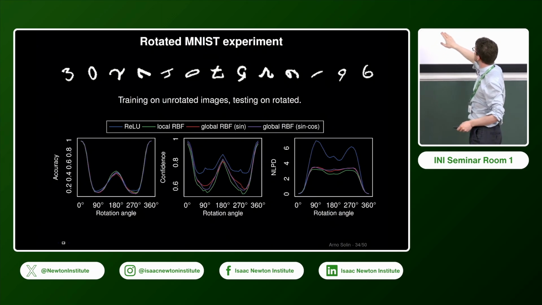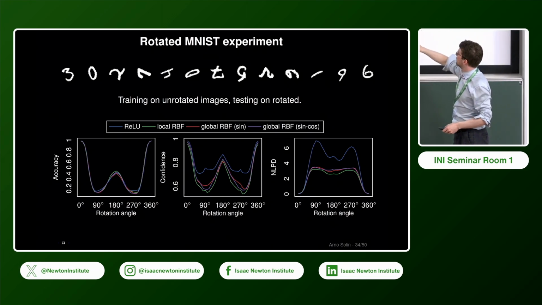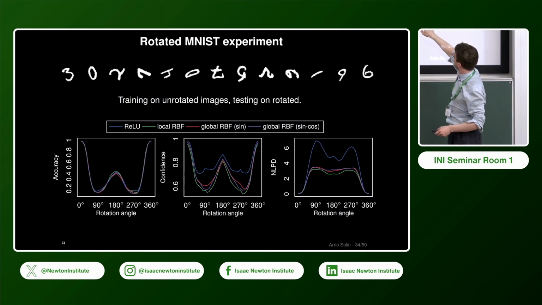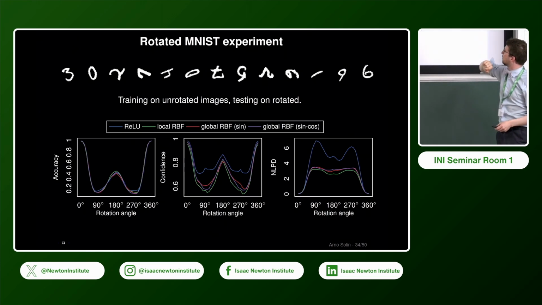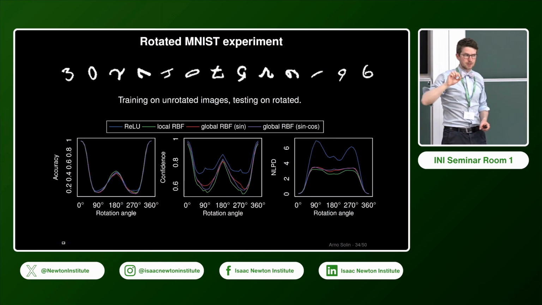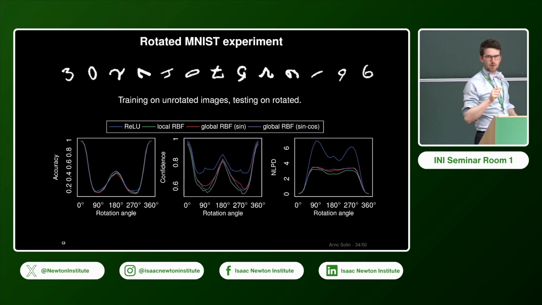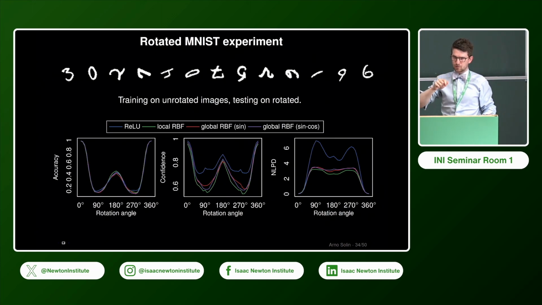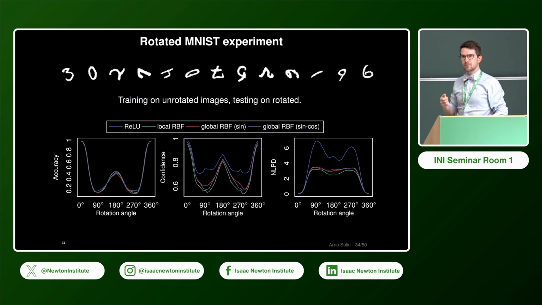But the interesting thing is what happens when we evaluate confidence or negative log predictive density on the test set. We actually see that the ReLU model is super confident about what it does, and it's also quite wrong. So the stationary activation functions actually help a lot with being uncertain outside the training dataset.